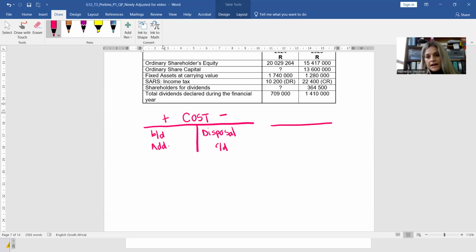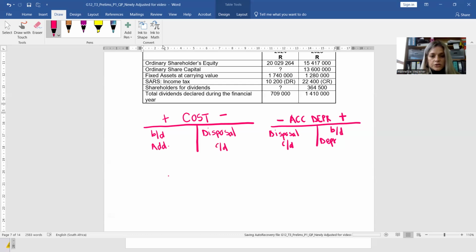Then together with that, we also have the accumulated depreciation account. The accumulated depreciation account increases on the credit side and decreases on the debit side. So we might have some accumulated depreciation from the previous financial year if we owned assets in the previous financial year. Then we are going to add to it the current year's depreciation expense amounts, and then we are going to remove the disposals' accumulated depreciation. And that will give us a closing balance at year end.